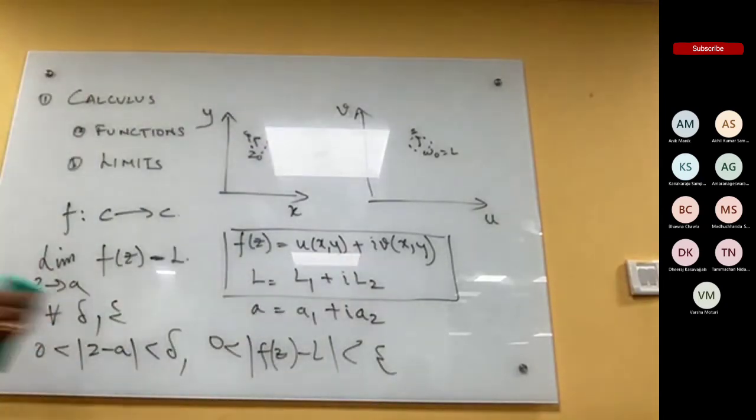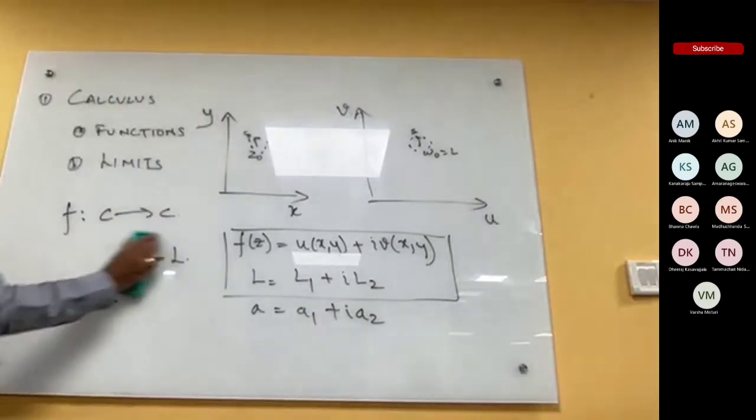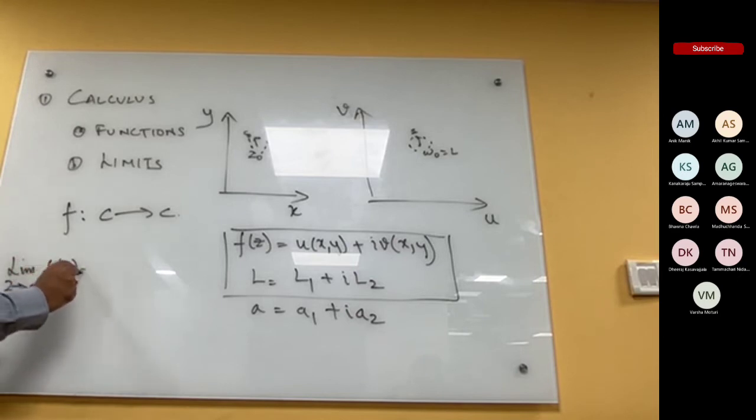I will rub this out. I don't want people, because on the phone it could be difficult for people to follow. Now we are saying limit z tends to a, f of z equals L. This is the statement I made.